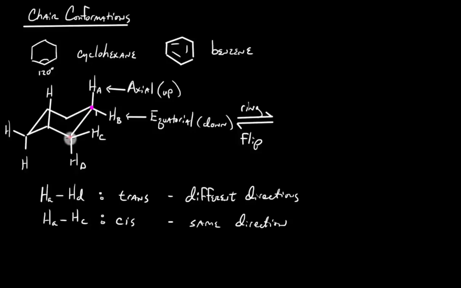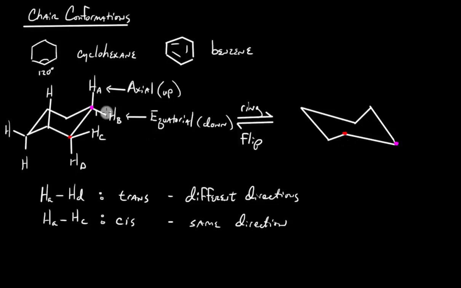After we do the ring flip, this red will be pointing up. Okay, so what we've done is we've done the ring flip. And so again, what's happening is this purple goes from pointing up to pointing down. So it was pointing up, now it's pointing down. And the red carbon used to be pointing down, now it's pointing up.